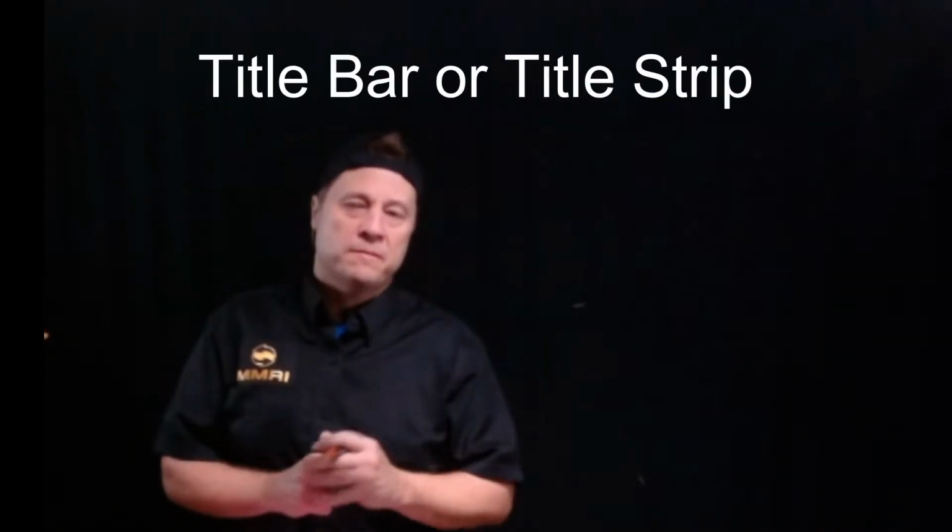Okay, we just want to cover some information on title bars and title strips. On an engineered drawing, we have, of course, the drawing and all of the dimensions to create that drawing. But there is other information that is necessary for the machinist to know so that he can manufacture this part. Some of that information will be found in the title bar or the title strip.